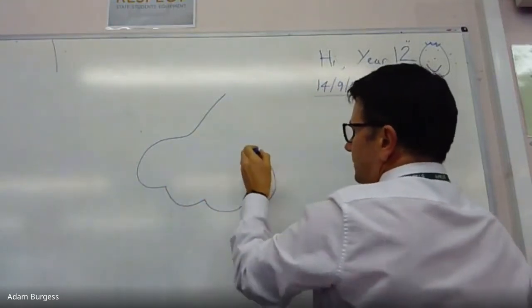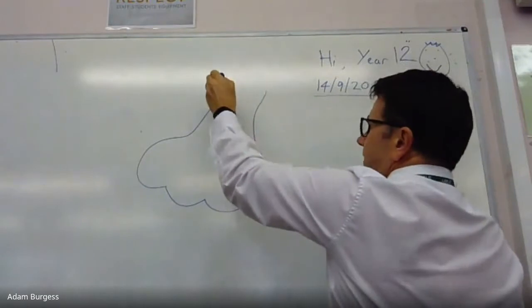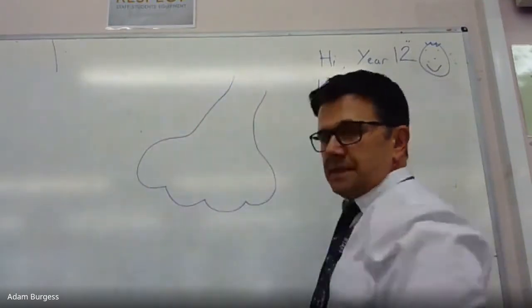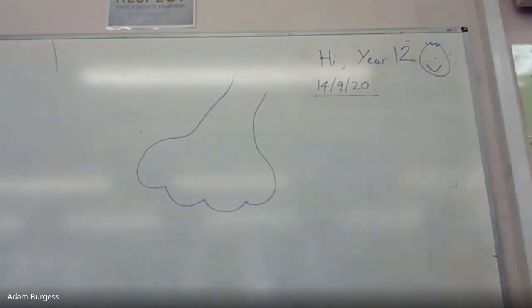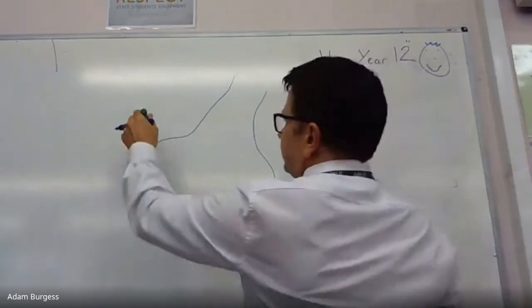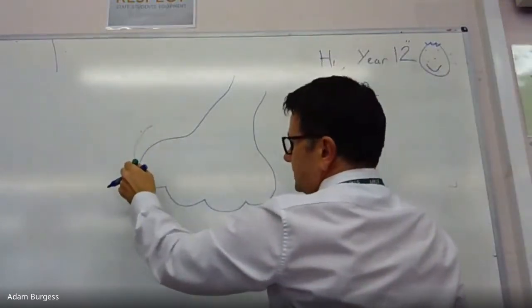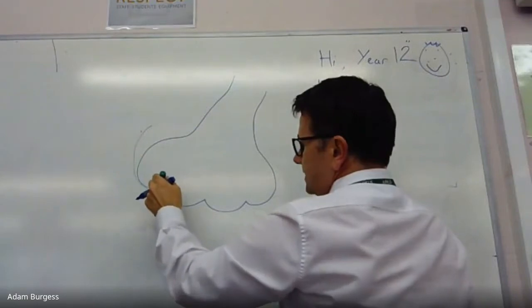Right, so let's do an alveoli. Okay, so that's the alveoli. And next to it is some blood vessels, so blood going near it.